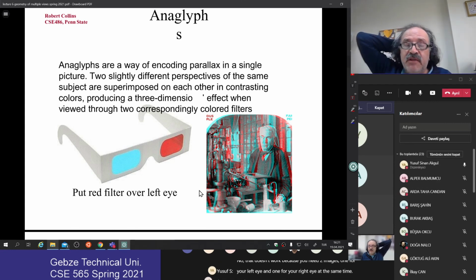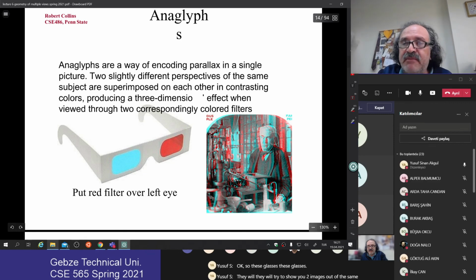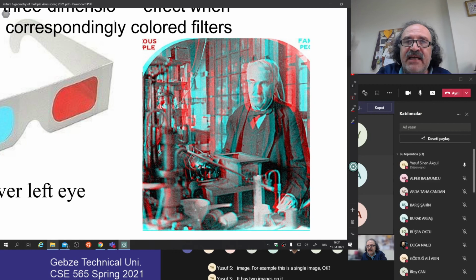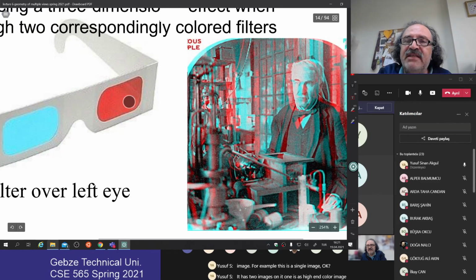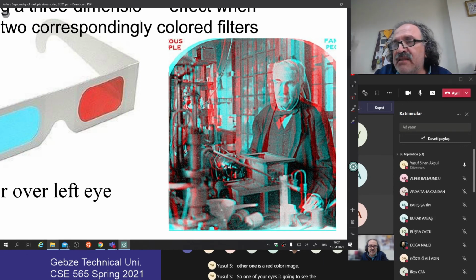Okay? So these glasses, they will try to show you two images out of the same image. For example, this is a single image, okay? It has two images on it. One is a cyan color image, the other one is a red color image. So one of your eyes is going to see the cyan colored image, the other one is the red colored image, okay? And your brain will think that you are seeing two different images, and it will do all those parallax processing, and it will try to see a depth image, okay?